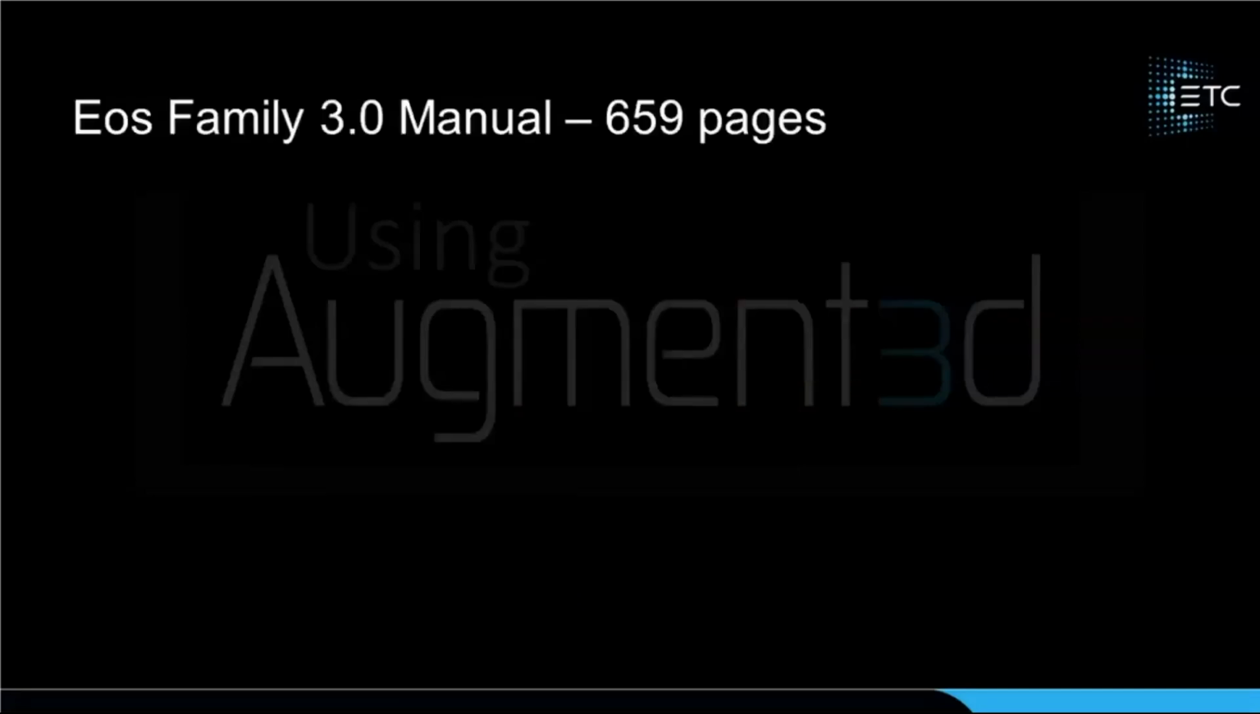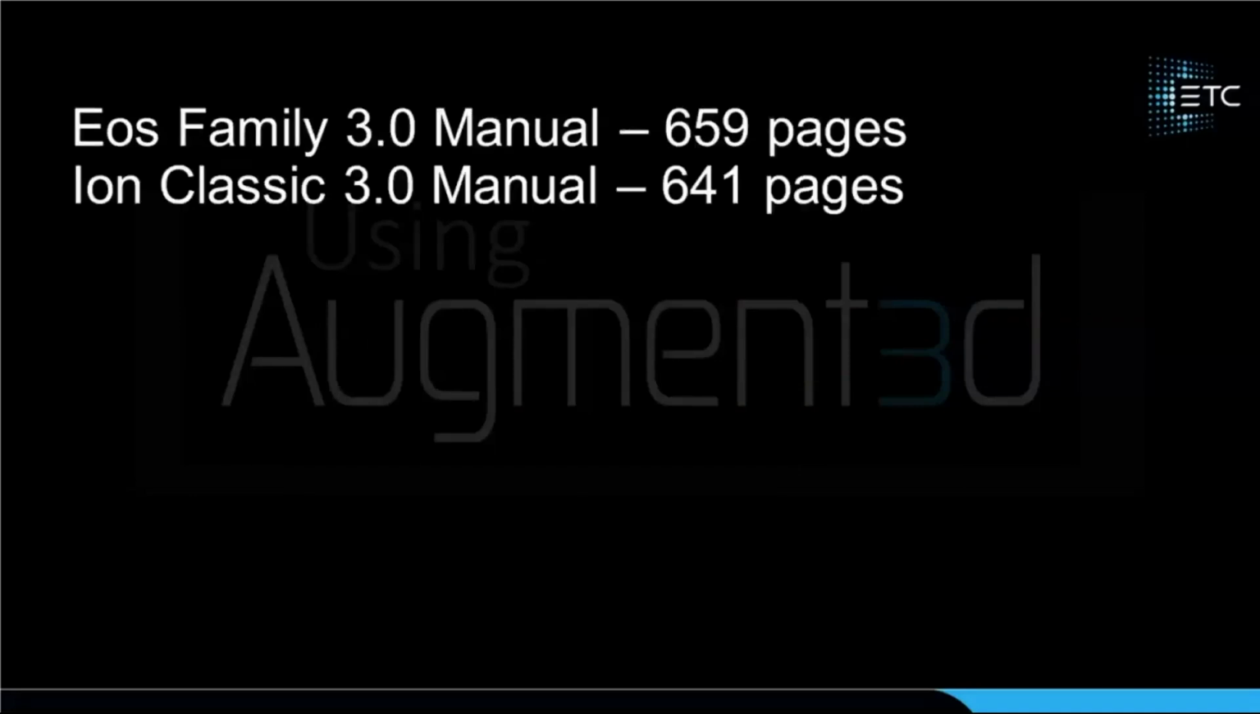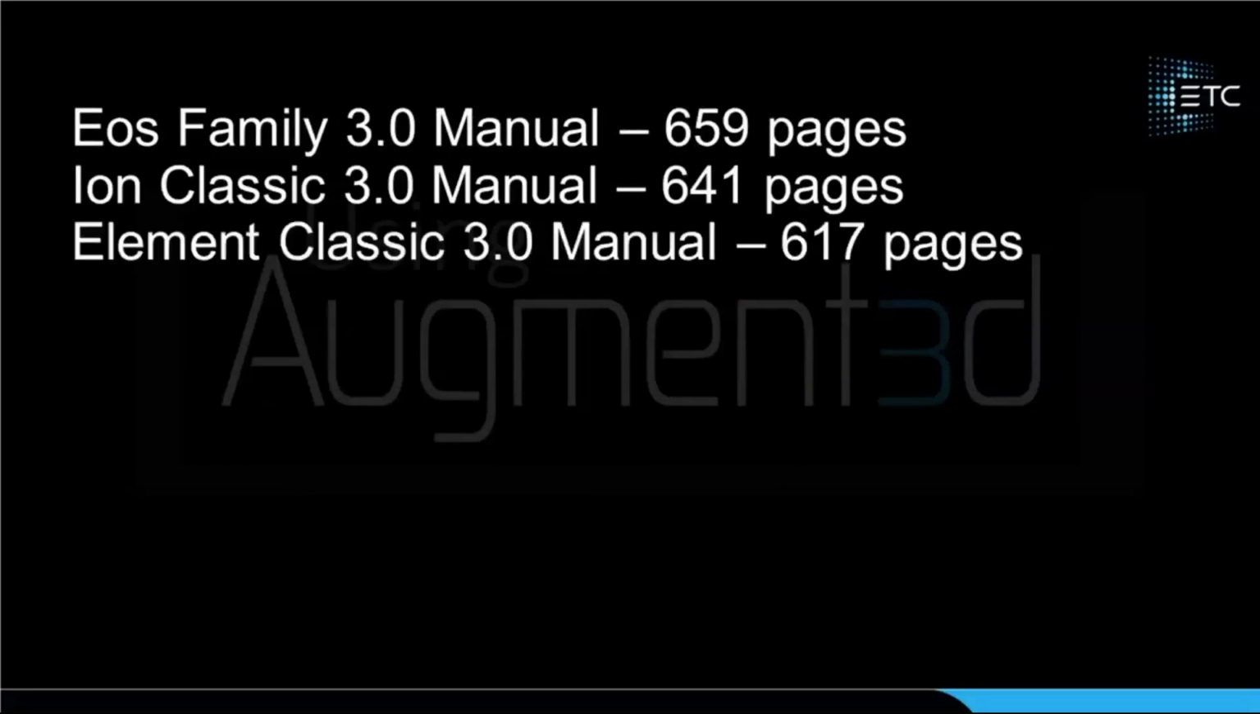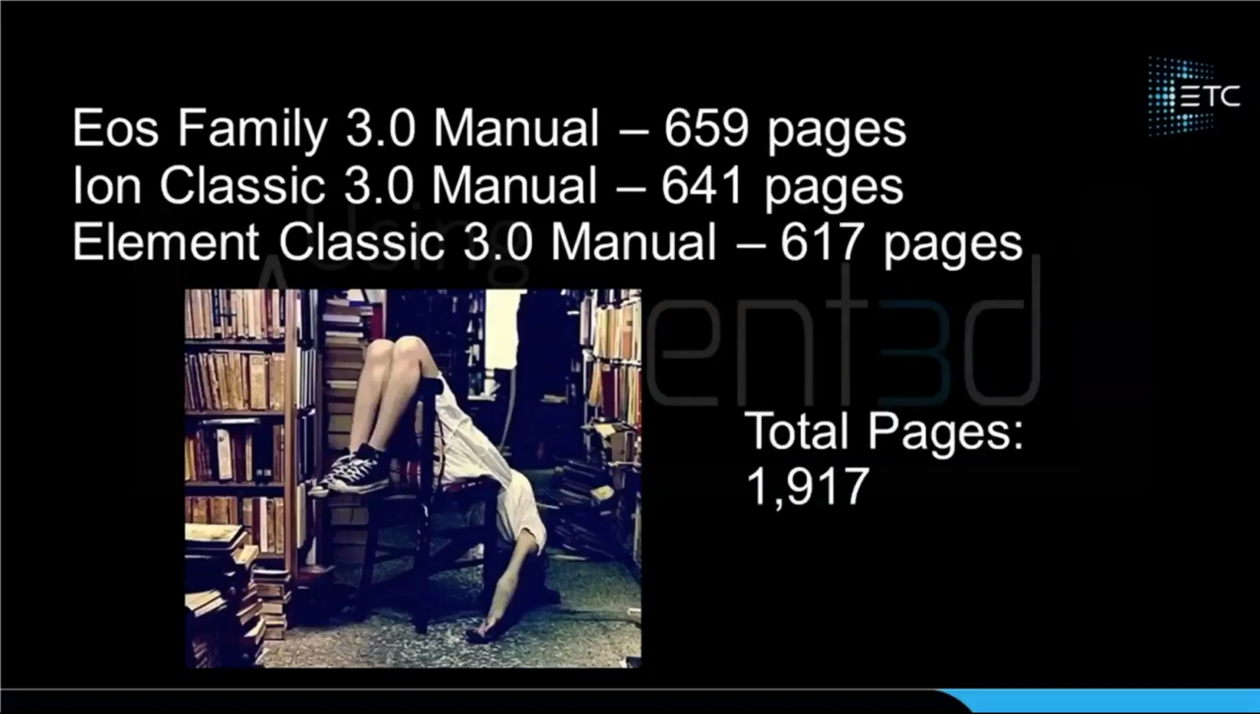I just wanted to point out, we have three brand new manuals, or very updated manuals at least. The EOS manual is 659 pages. For the Ion, we have an Ion Classic manual for those of you on that hardware, a little shorter, 641 pages. We have an Element Classic or Element 1 manual, again slightly shorter each time. So the total pages that Alex has provided us just in manuals is just shy of 2,000 pages. So thank you, Alex, for all your work on this.